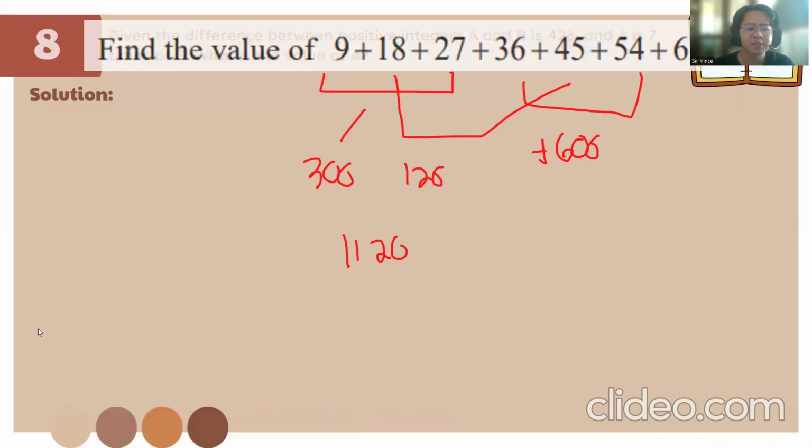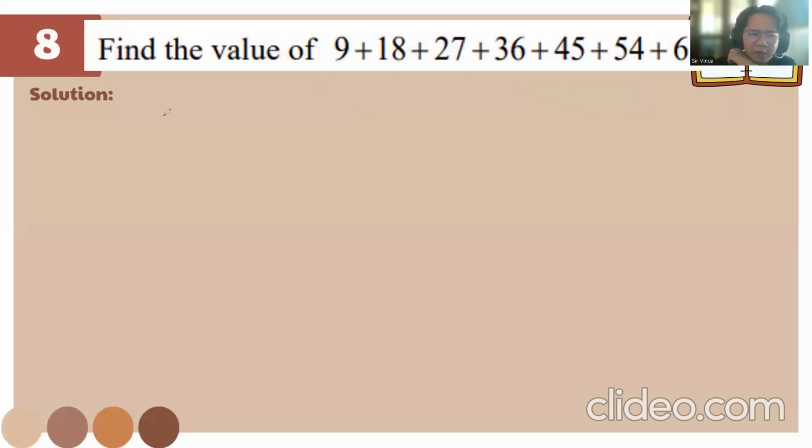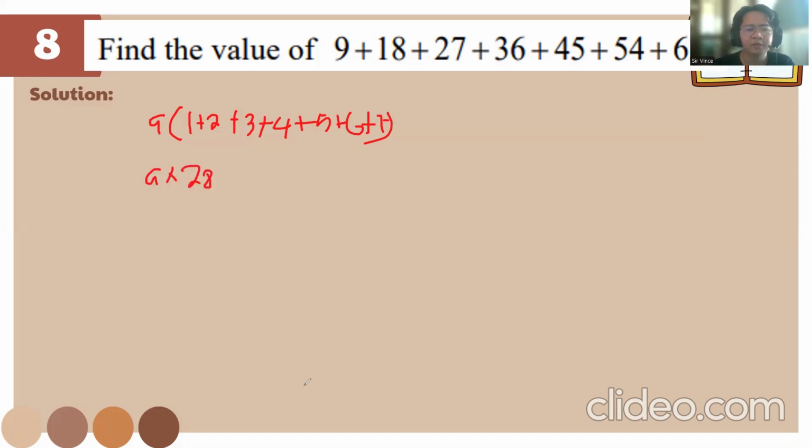So for this one, you can just actually add them right away. Or you can do this: plus 3, plus 4, plus 5, plus 6, plus 7. And it will be equal to 9 times 28. Okay? So 9 times 28 is just equal. Wait, what number is this? 8. 9 times 28 is equal to 252.